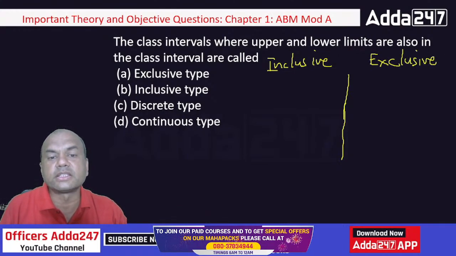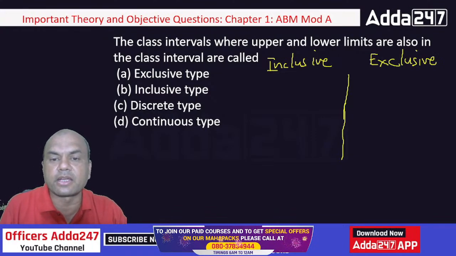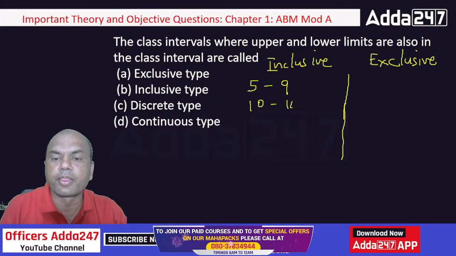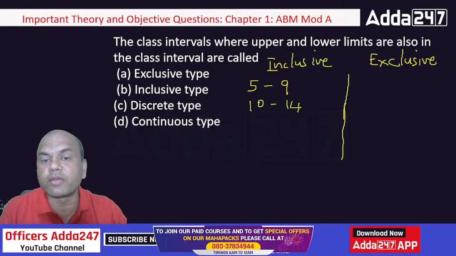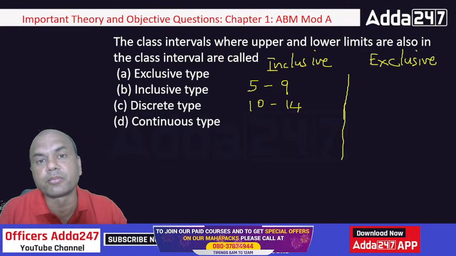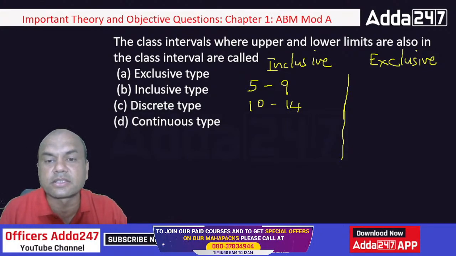Now what is inclusive? Inclusive means if I write it like this, 5 to 9, 10 to 14, both are included over here. 5 is also included, which means if I get some number 9, I'll be including it in this class. If I get the number 14, I'll be including it in this class. If I get the number 10, I'll be including it in this class. That is known as inclusive.